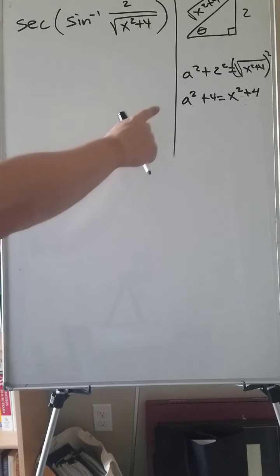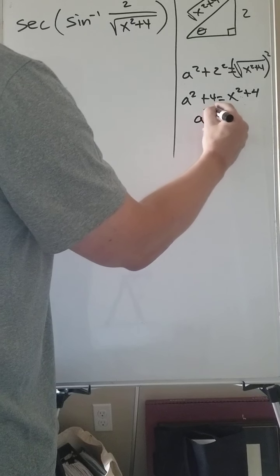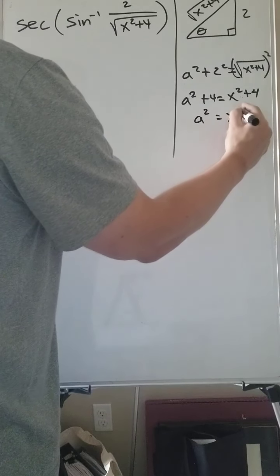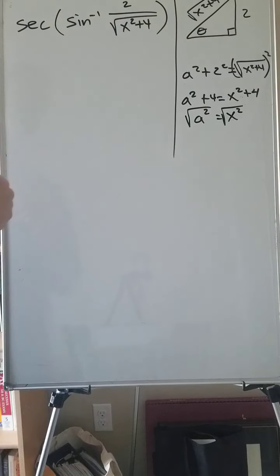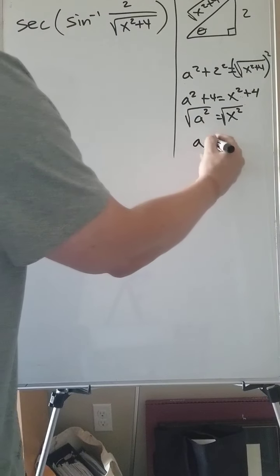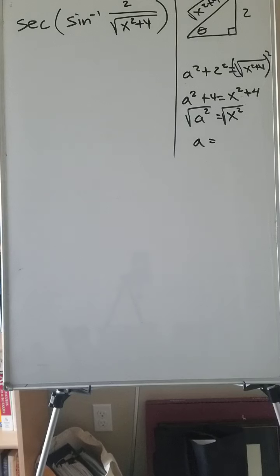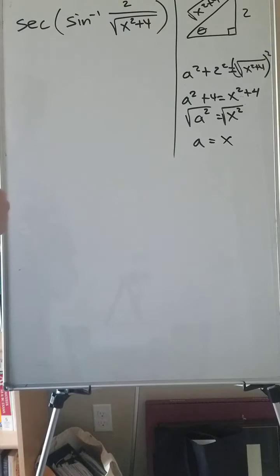Now remember, I'm trying to solve for a. So I'll subtract 4 on both sides. a squared equals x squared in that case. And then I'll take the square root on both sides. Square root of a squared is just a, because again, a represents that side length. The square root of x squared, well, I didn't tell you, but in the instructions you have on your assignment, they tell you that x is non-negative. So if x is non-negative, then I don't need absolute value bars on the x either. So a equals x, in other words, this side right here is x.